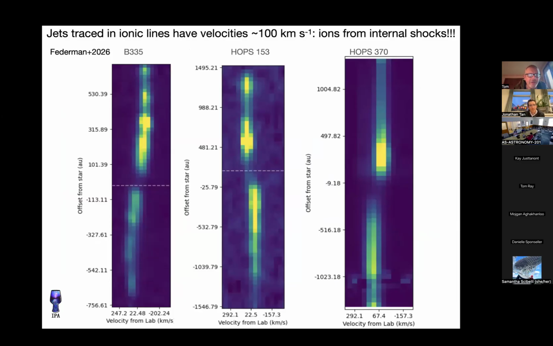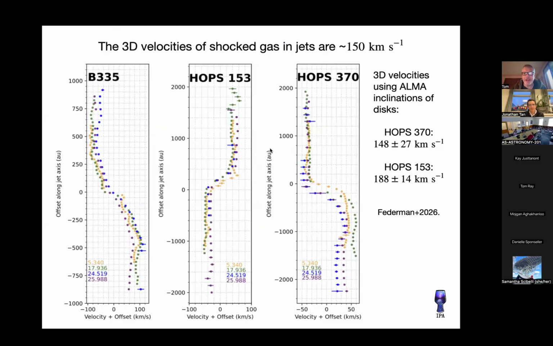Now, Sam Fetterman has a paper that was accepted recently. It's going to be on arXiv any moment now. We did this for the next three jets, B335, HOPS 153, and HOPS 370. Again, you can see the same structure here, where we can measure the velocity shifts between the two jets in the [Fe II]. We measure the velocities, and again, all of these are measuring shocked gas in jets. That's about 150 kilometers per second. An interesting question is exactly what's generating those shocks. That's something I don't think is very well understood.